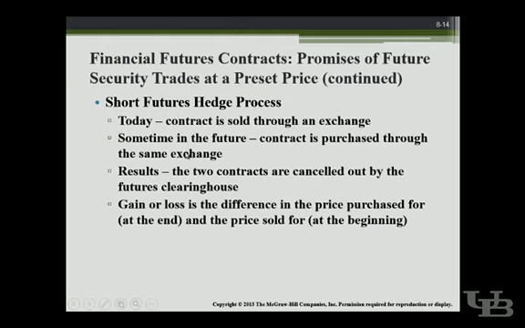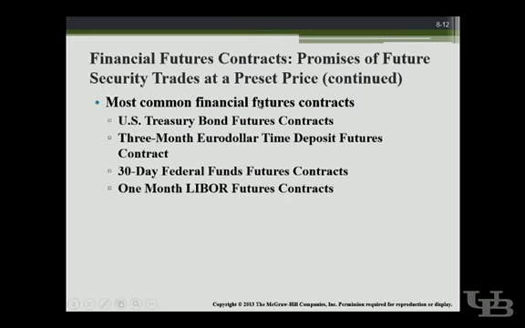What the institution will do is sometime in the future, they will buy the same securities on the exchange at a lower price because of the fact that market rates have risen. These institutions are trying to protect themselves from rising market rates. They would get involved in short futures contracts. So today they will buy the contract. It's a hypothetical contract whose underlying value, by the way, is dependent upon treasuries or eurodollars or Fed funds.